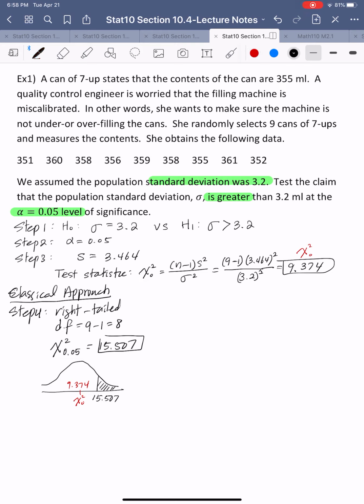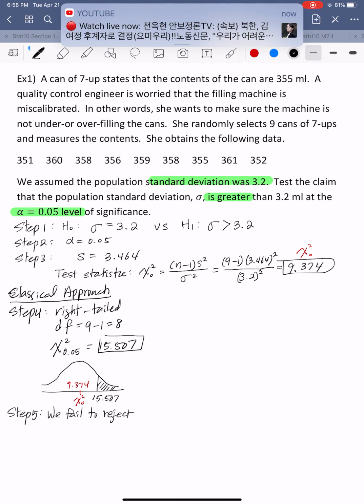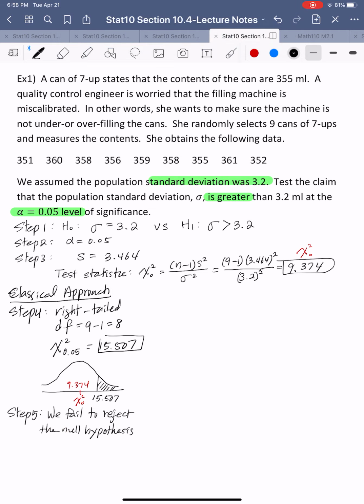So in step 5, because of that, we fail to reject the null hypothesis. So all the cans are okay.